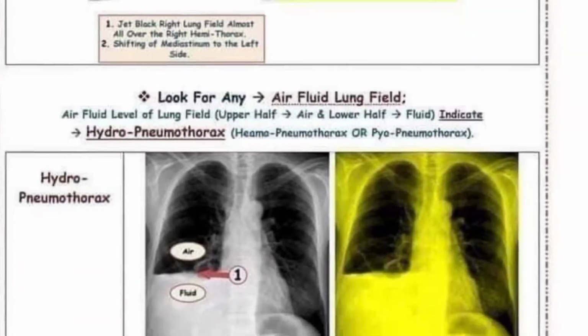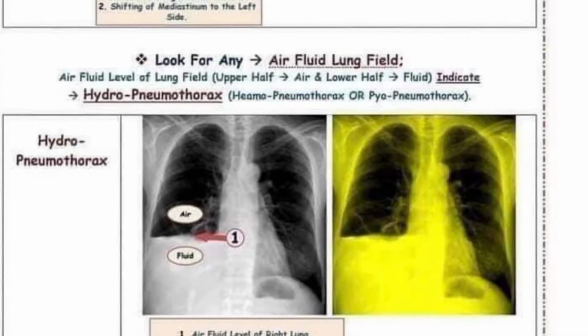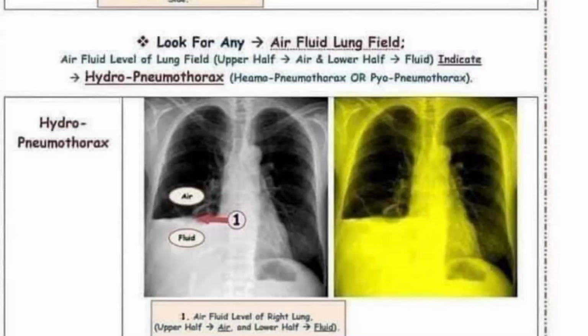Then look for any air fluid lung fields. Air fluid level of lung fields, with the upper half air and the lower half fluid, is showing hydropneumothorax or hemopneumothorax or pyopneumothorax. These are the different X-rays showing air with fluid level.